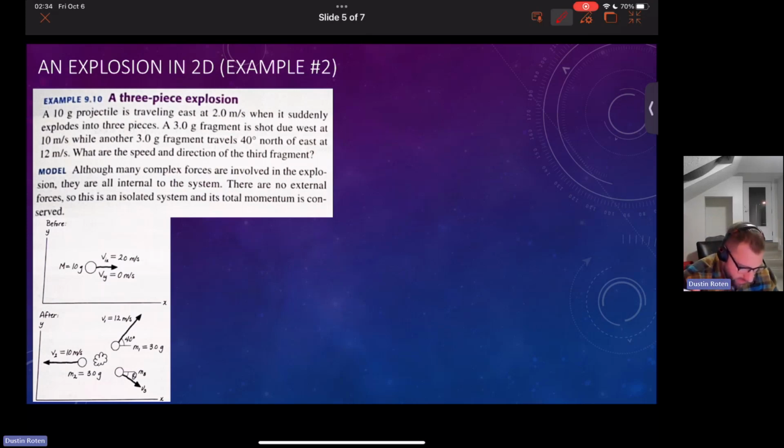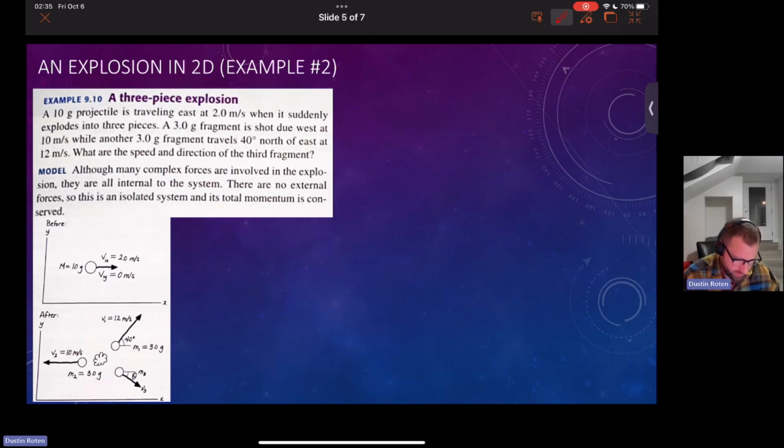So we have a 10-gram projectile that is traveling east at 2 meters per second when it suddenly explodes into 3 pieces. Okay, so we have 3 components to deal with. A 3-gram fragment is shot due west at 10 meters per second, while another 3-gram fragment travels 40 degrees north of east at 12 meters per second. So what is the speed and direction of the third fragment? You'll notice for this third fragment, we've got 2 unknowns.